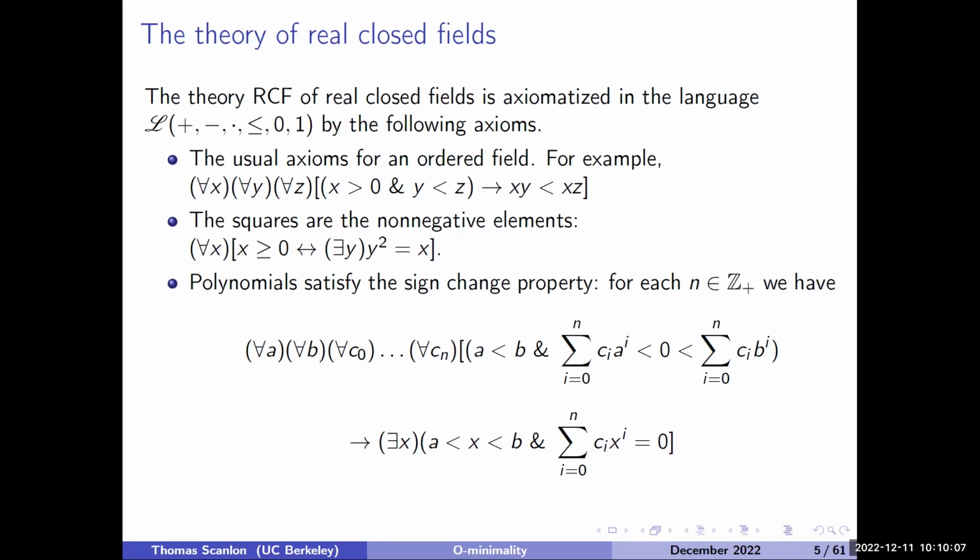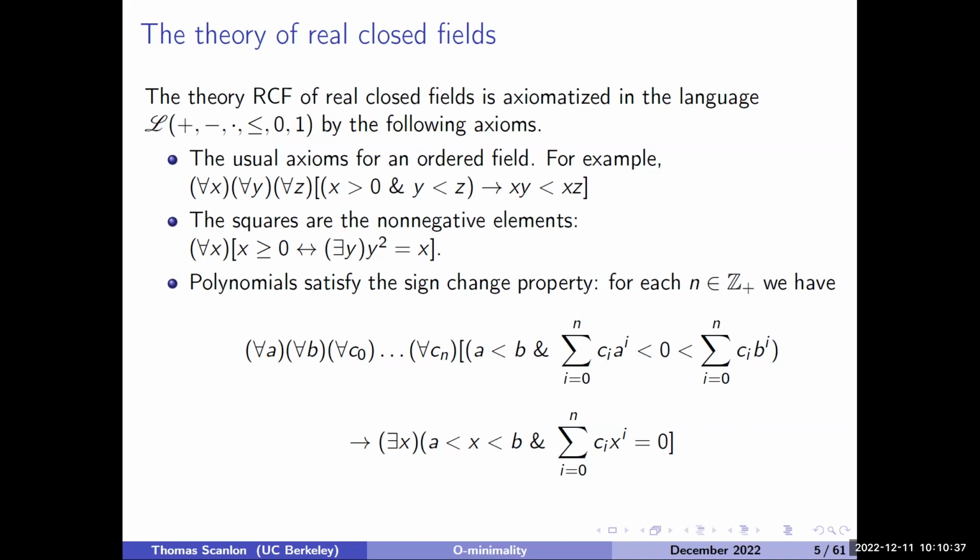There's more than one way to present this, but I want to use the presentation where we have the ordering, because it's going to match the way that we think about forming o-minimality. You can write down a countable list of axioms which describe all of the first order properties of the real numbers. That's what we do.